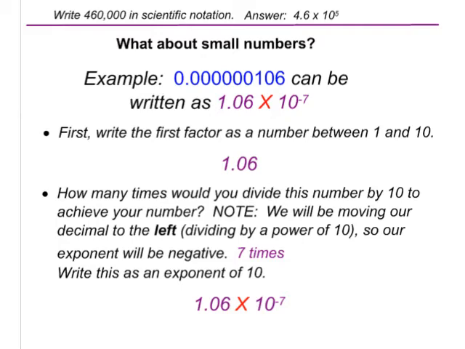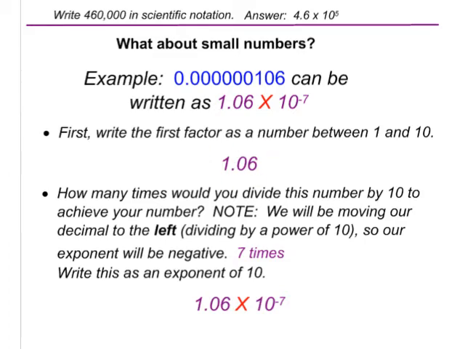Now what about small numbers? We said small numbers also can be written this way. Let's look at our example, our atomic radius. We can use the exact same rules. First, we write the very first factor as a number between 1 and 10. So where can we move this decimal point to create a number between 1 and 10? We can move it right there, 1.06.